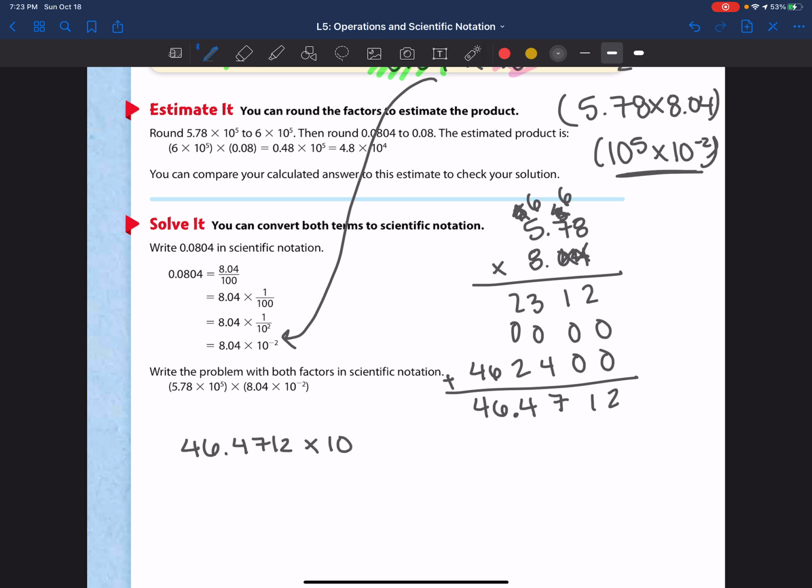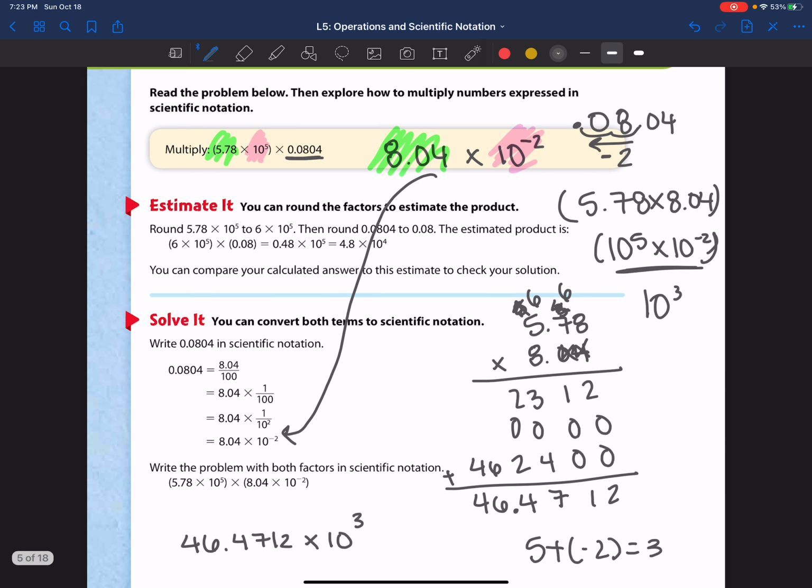And then this is just my product rule here. 10 to the fifth power times 10 to the negative second power. Product rule says if you have two numbers being multiplied together, they have the same base. Keep the base the same, add the exponents. 5 plus -2 is equal to 3, so it's 10 to the third power.